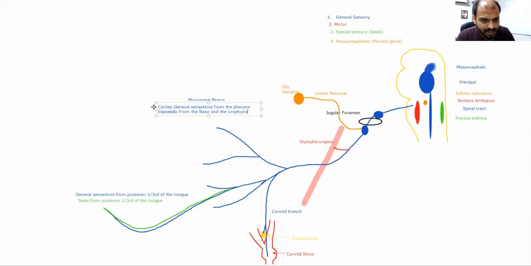And when you write the oropharynx, remember one very important structure in the oropharynx, which is the palatine tonsil. So it is also included. If a patient is having pain in the tonsils due to acute tonsillitis, which will be the nerve? Glossopharyngeal. So this is all we should know about the glossopharyngeal nerve. It is very, very simple.